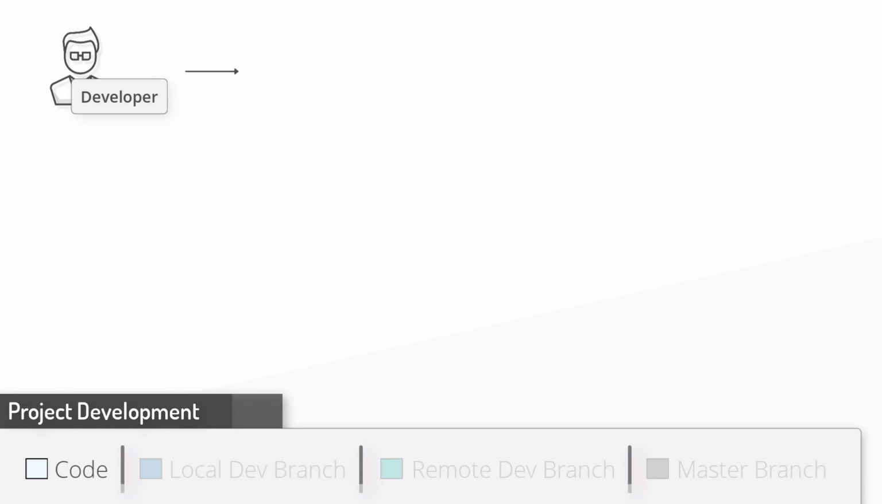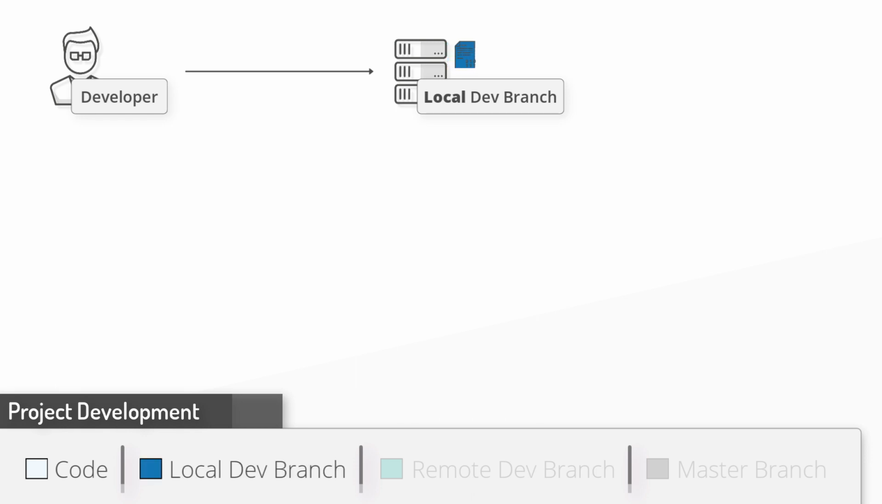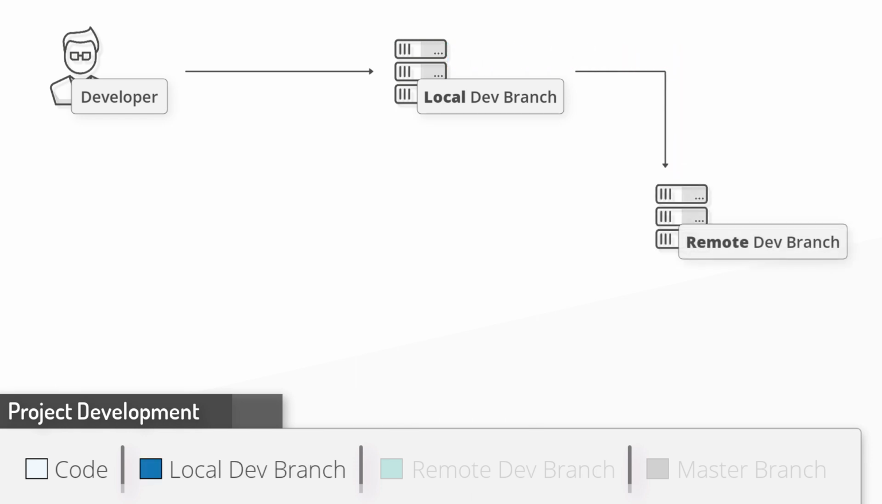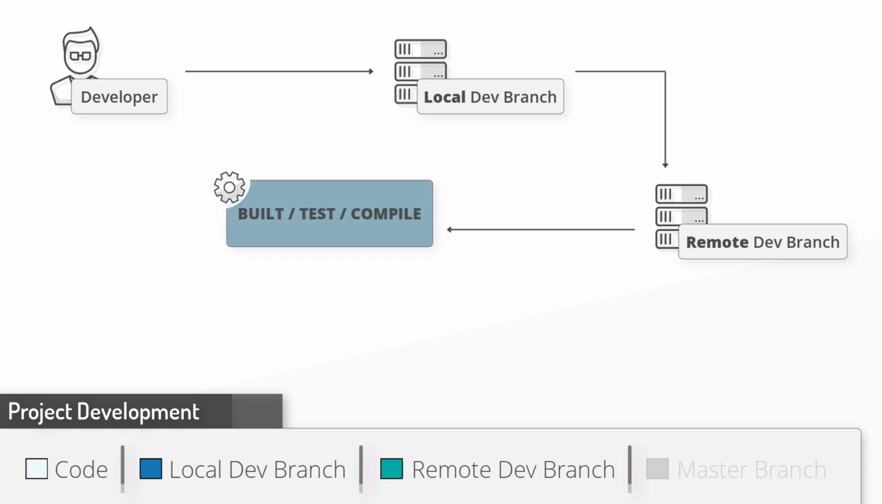They build and test locally by pushing one or more commits into their local dev branch. The local dev branch is being pushed into the remote dev branch. This result will then be built and tested, or just compiled if there is nothing to be tested.